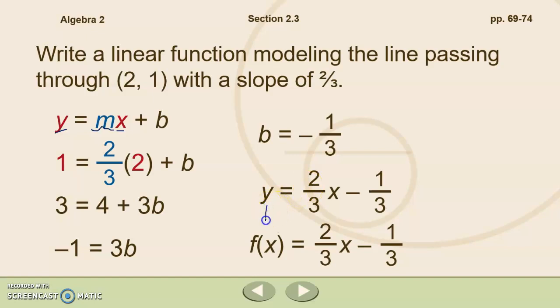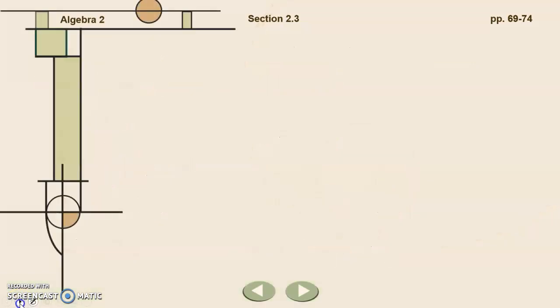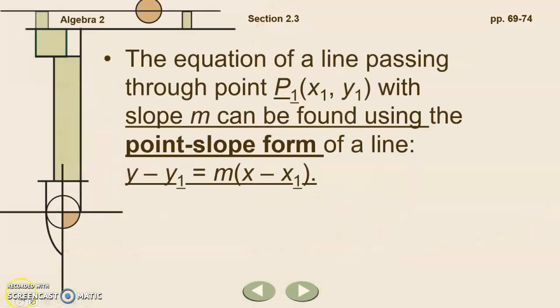We're going to change that y so it says f of x because our y is dependent on our x. It is a function of x. And that is our final answer in function notation or function form. The equation of a line passing through a point, point 1, which is (x1, y1), with slope m can be found using the point-slope form of a line. y minus y1 equals m times (x minus x1). So we can use that to find the equation.